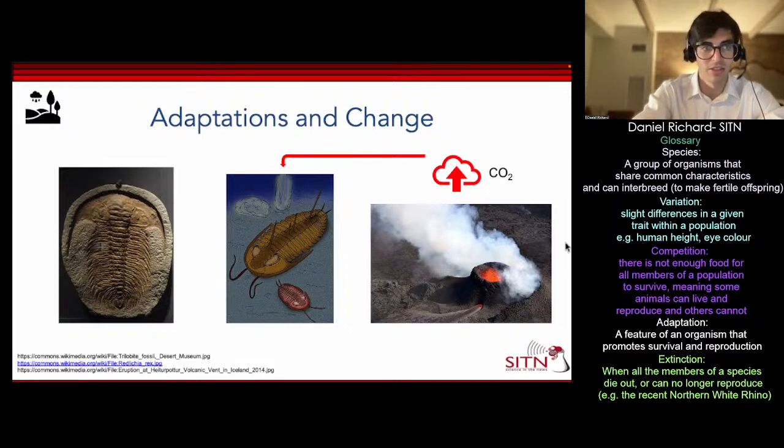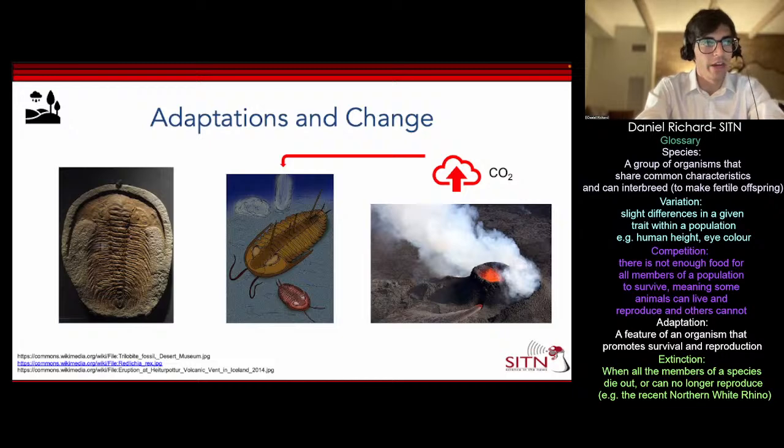So I just want to mention that. And so the trilobites in this example are a species that failed to adapt to their changing environments. What I'd next like to do is go over an example of a species that was able to adapt to their changing environments and survive, that is, not go extinct.